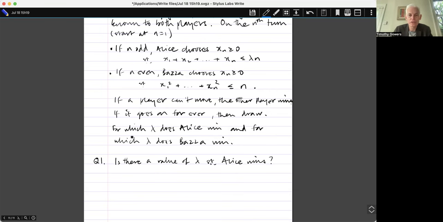how to do it. Actually, perhaps I could also ask question 2. Is there a value of lambda such that Bazza wins? It's going to be difficult not to call Bazza Bob from time to time, but I nearly did just then. I'm asking that one actually.